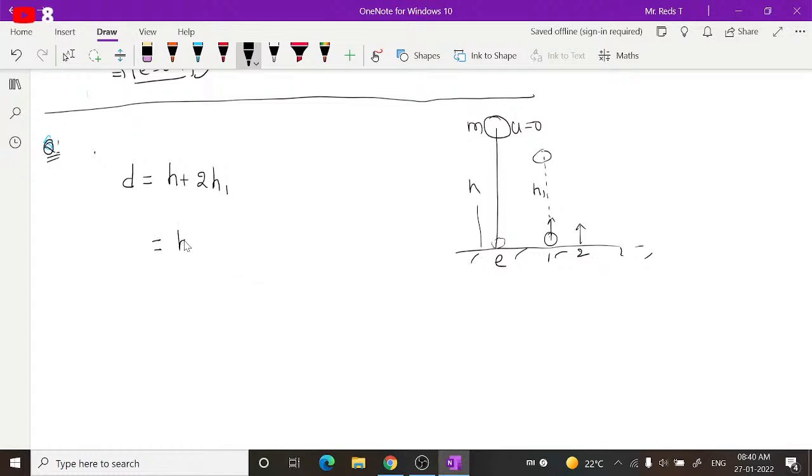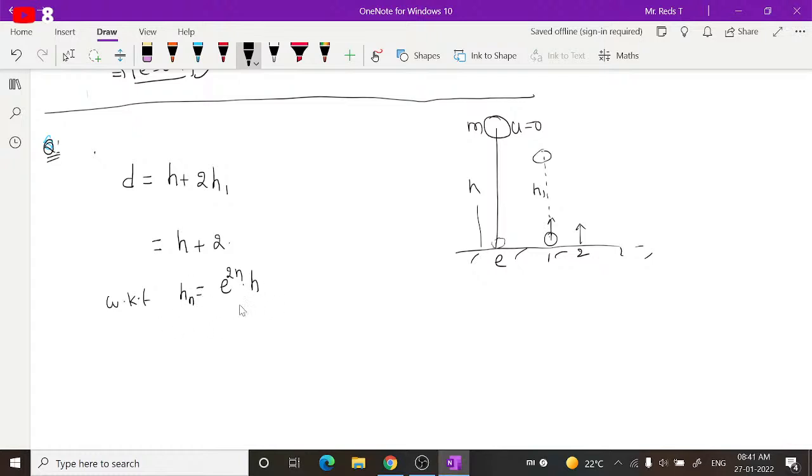So let us keep h as it is, plus h1, 2 into h1. Let us try to substitute in terms of h, because if you remember this relation, then no problem. Otherwise, you have to do it conventionally. We know that the height raised during the nth collision is e power 2n into h. After the first collision, n equals 1.